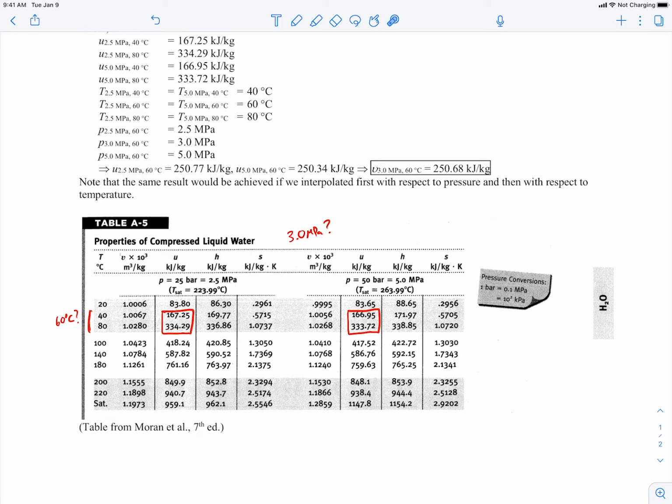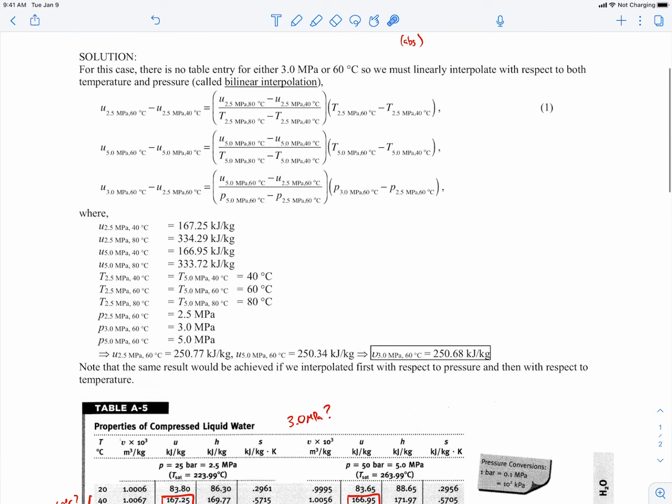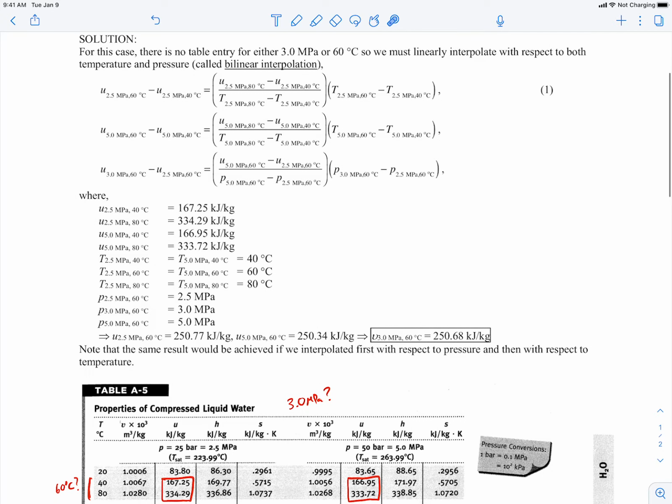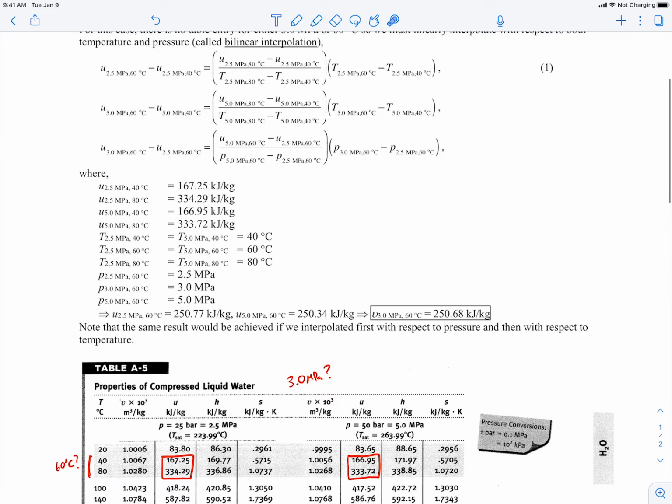So how do we find this? As I mentioned, we'll have to do double linear interpolation, and the way we do this is given up here. The first thing that we'll do is interpolate with respect to temperature, and then with respect to pressure after that. But one could do this in either order. It's going to be the same regardless. So we'll interpolate this table first to find out what the specific internal energy is at 60 degrees C.